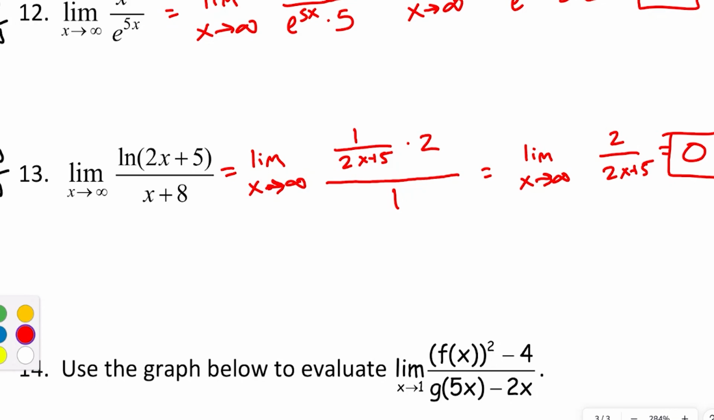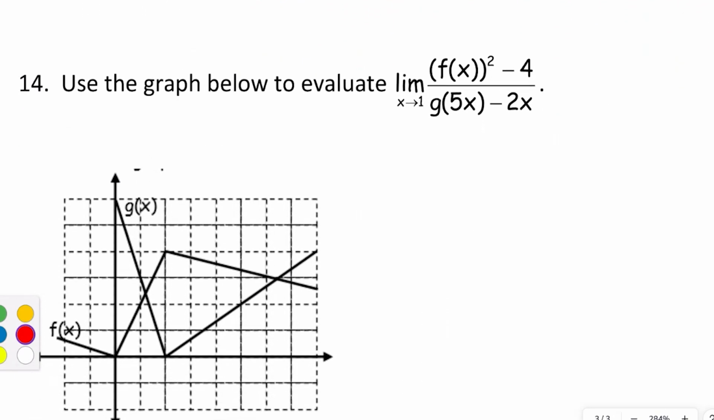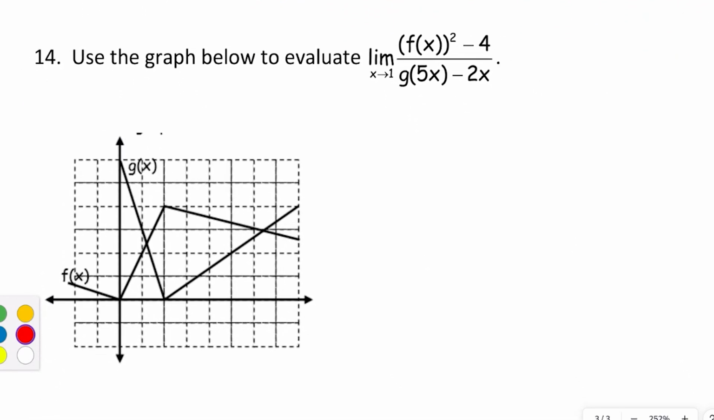Okay, last question. Use the graph below to evaluate this limit. And so we're going to use L'Hopital's rule here. Okay, let's just try to plug in 1 here. So f of 1 squared minus 4 over g of 5 times 1 minus 2 times 1. Let's just see what happens there.